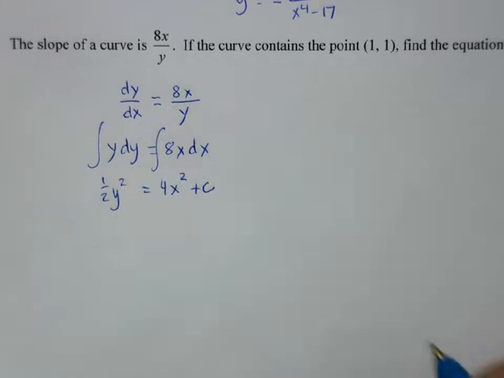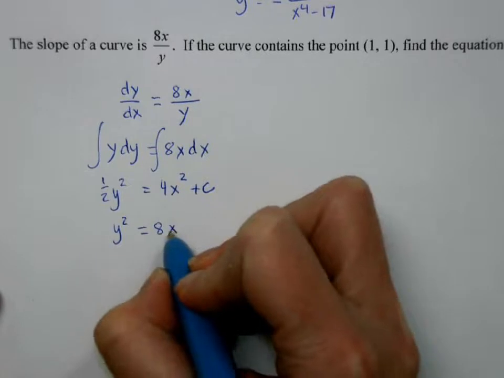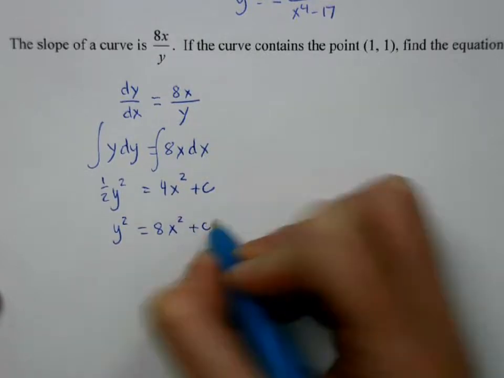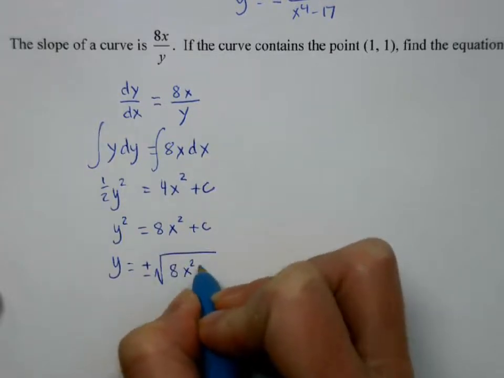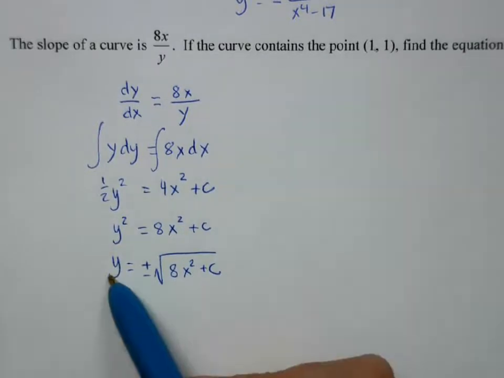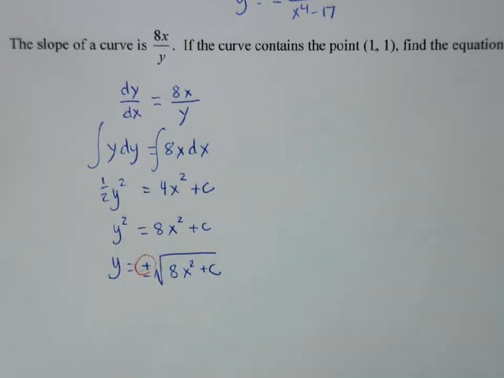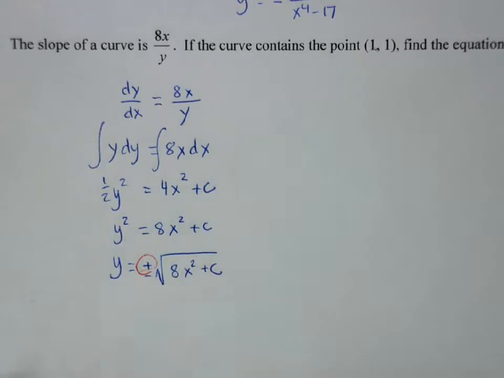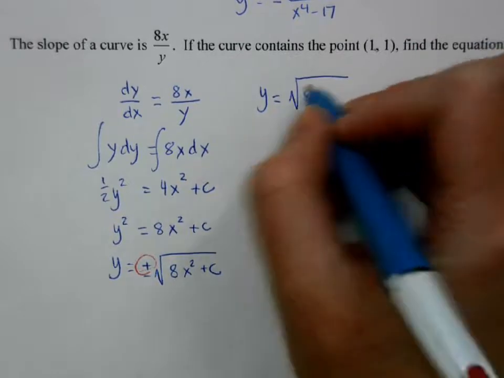We can plug in our initial condition at different points. I'm going to go ahead and take this a little bit further before I do. So multiply both sides by 2. And then I'm going to take the square root. Okay, so for this one, for the initial condition, if I'm plugging in a 1 and getting out a 1, that means here we want the positive version of this. Had we had the point like 1, negative 1, then we'd have the negative version. So this is going to be y equals positive 8x squared plus c, and then we'll plug in 1.